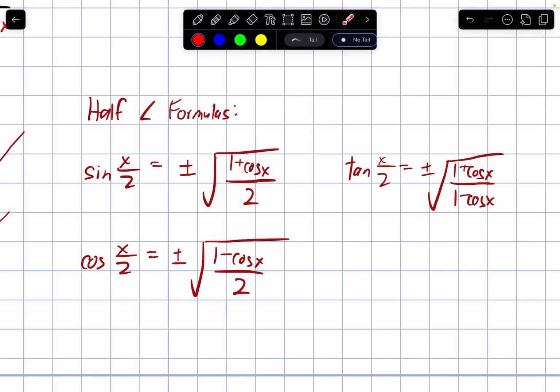So again, for sine x over 2, that's going to be the square root of 1 plus cos x over 2. For cos x over 2, that's going to be a minus this time. Same thing in the numerator, but this time a minus. For tan x over 2, it's essentially the numerator here over the numerator here. So 1 plus cos x over 1 minus cos x. So that's it.